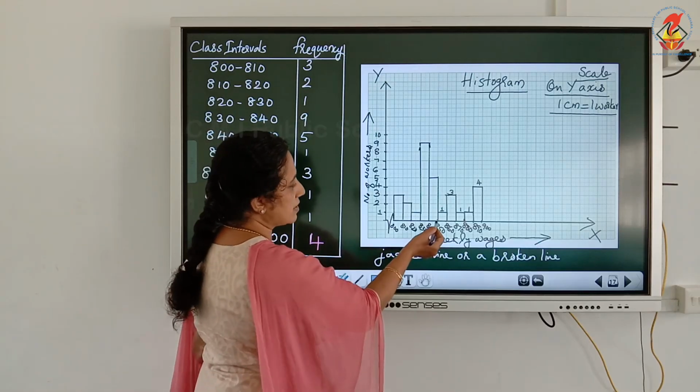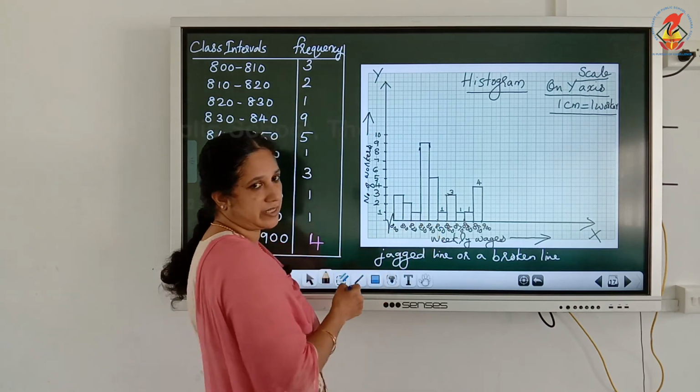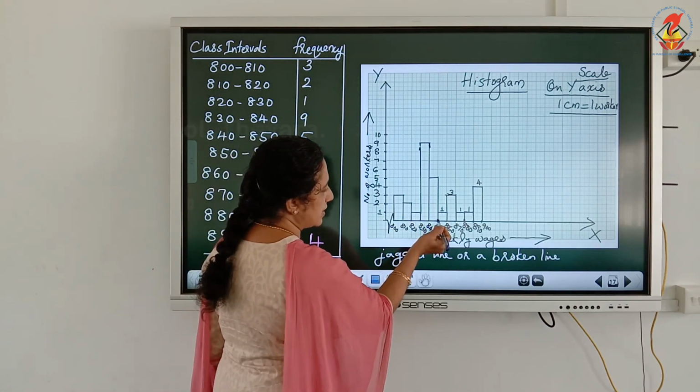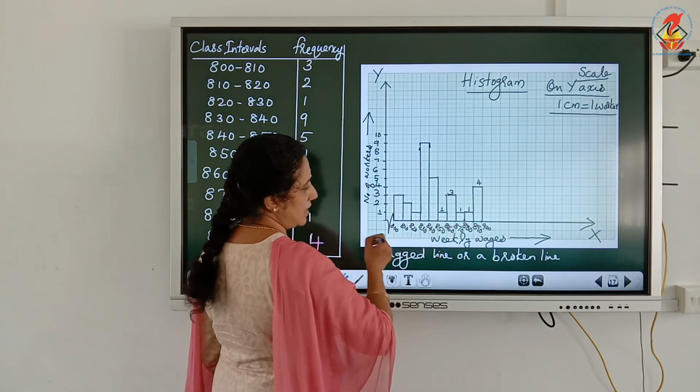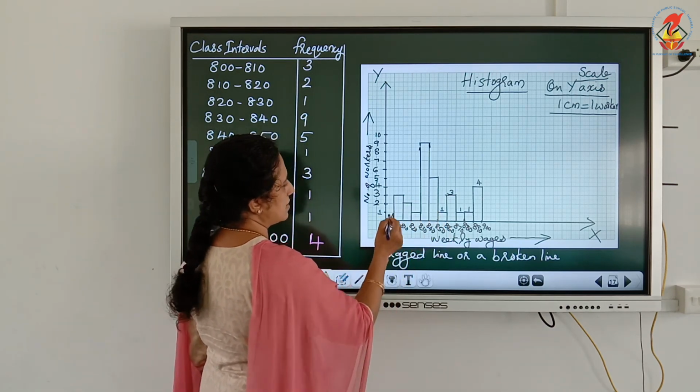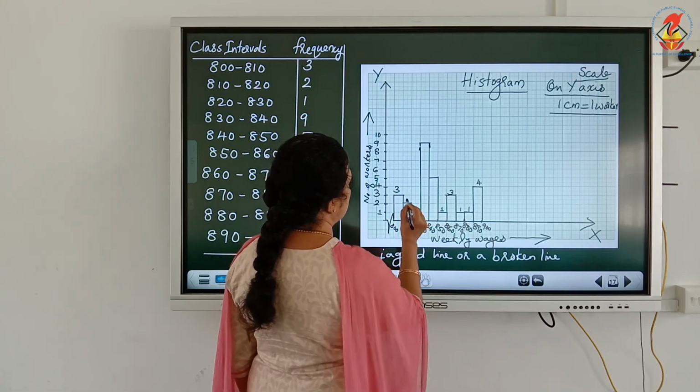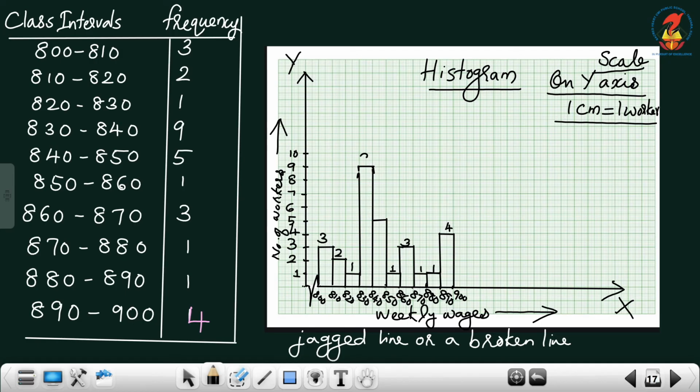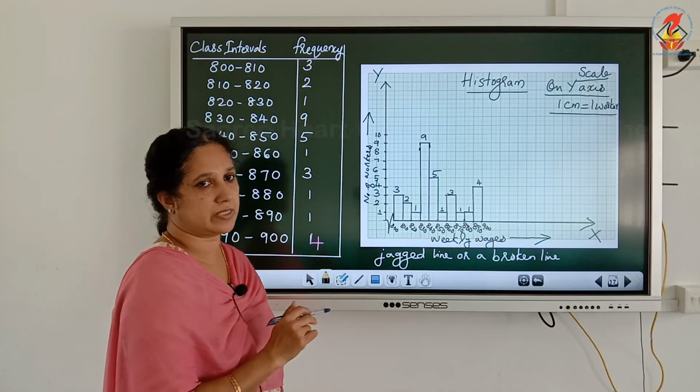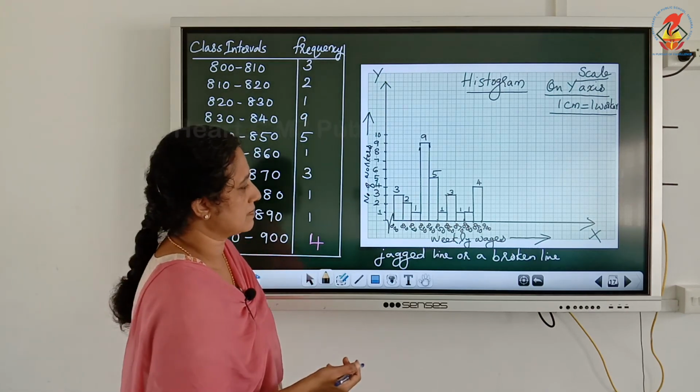Then how many workers earn less than 850? You have to consider the heights of the bars below 850, all those bars. Here the value is 3, here 2, 1, and here 9 and here 5. So you have to consider all these values: 5 plus 9 is 14, 14 plus 1 is 15, plus 2 is 17, plus 3 is 20. So from the graph you can answer those questions, or based on the table also you can answer the questions.